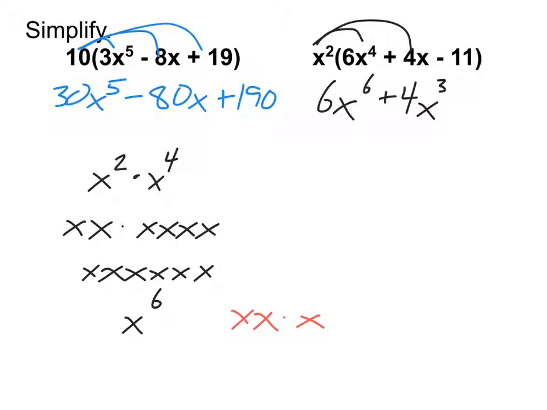All right, and then finally I have to do the x squared times the 11. Now when we do this, notice there's no x's here that's going to change anything, and there's no numbers here that's going to change anything. And so it's just going to stay 11x squared. And that's our final answer.